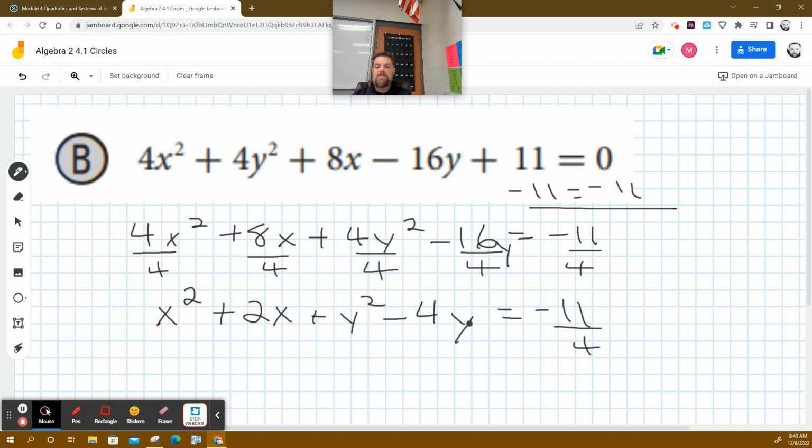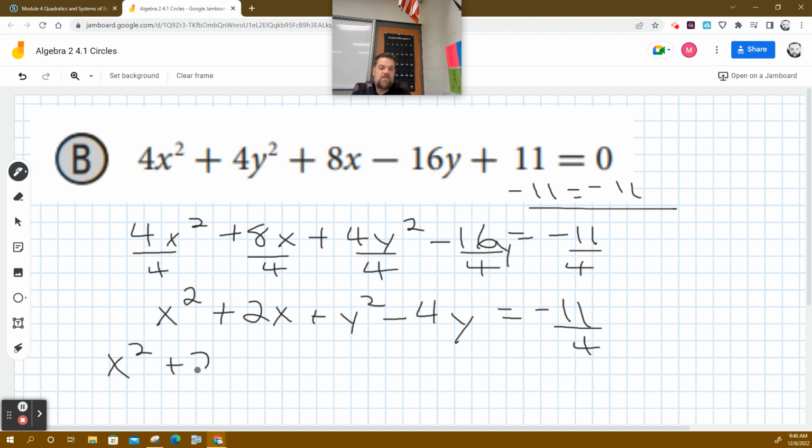And I'm sure that usually these are rigged up. We'll get to that in a minute. So now I need to complete the square. So to complete the square, I'm going to say x squared plus 2x, add something here, plus y squared minus 4y, add something here, equals negative 11 over 4, add something here, add something here. All right? So what is it that I'm adding?